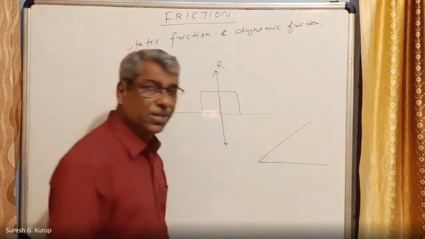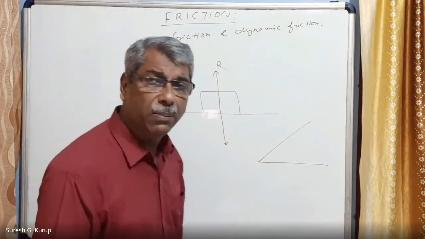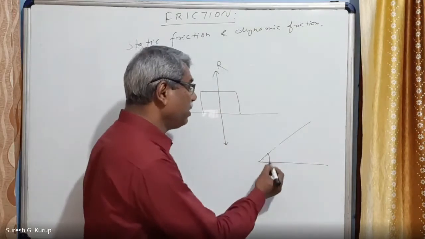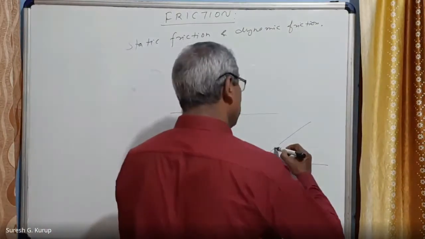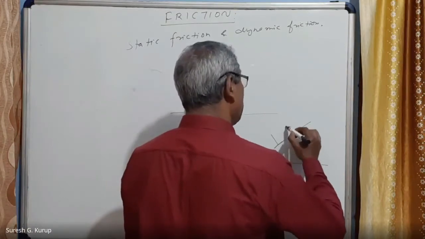Suppose the surface is an inclined plane. What is an inclined plane? A plane which is making angle theta with the horizontal is called an inclined plane. Now suppose that the body is placed here like this.